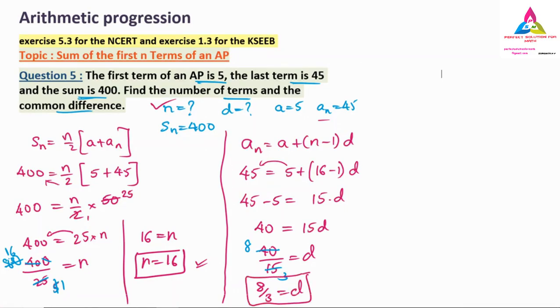So you got the n value as 16 and the d value as 8 by 3. So they have told you to find the common difference. Common difference is nothing but 8 by 3, and the number of terms in that given AP is 16.